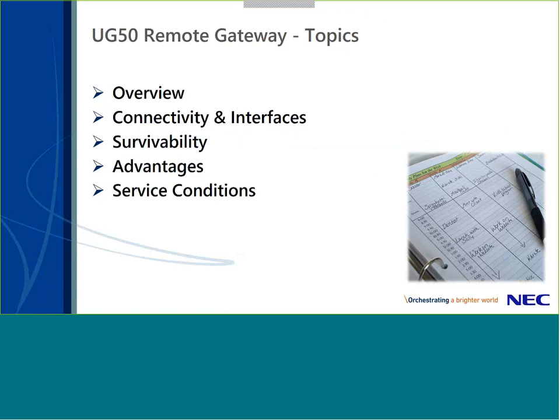So for the UG50, we're going to cover these areas today. We'll take an overview of the system, kind of show you around a little bit. Then we'll take a look at connectivity and interfaces. So, you know, what type of interfaces are supported by this system and how do we plug it into the network? We'll also then take a look at the survivability option, which is available with the UG50. Then we'll talk about some of the advantages that the UG50 has over other approaches for remote service. And then we'll take a look at service conditions for the product itself.